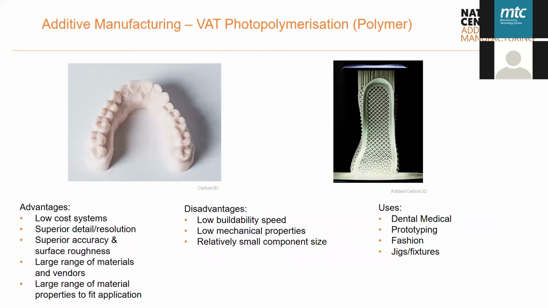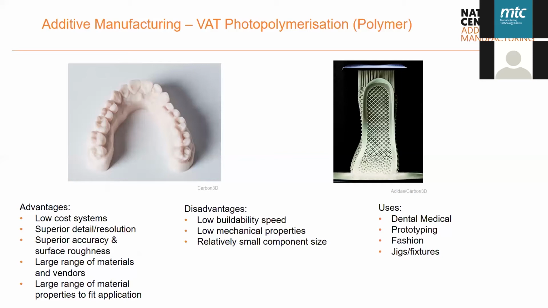So looking at some of the advantages, disadvantages, and use cases for polymer vat photopolymerization, the advantages are that they are fairly low cost systems, and you can manufacture components with quite good superior detail, resolution, and accuracy. The surface roughness of your components is also going to be quite low due to that low layer thickness. You also have a large range of materials that you can manufacture components out of, and also material vendors, which is also very important. And this range of materials means that there's a range of material properties that are most likely better suited for your application and a better fit.